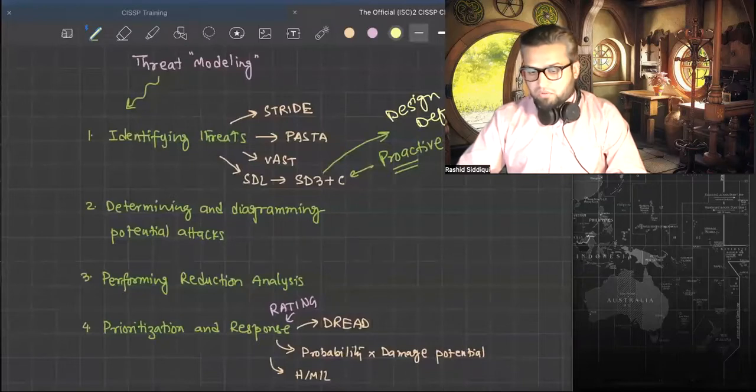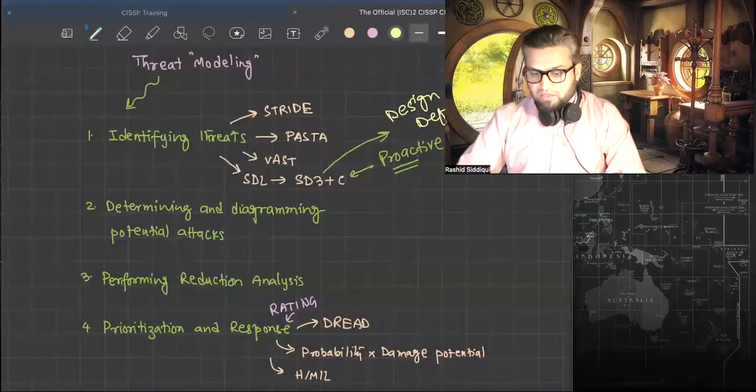Then we go to determining and diagramming potential attacks, where the attack vector can enter our environment. Then we do reduction analysis and then prioritization and response to the rated threats. That's the summary of what I discussed in my last video.